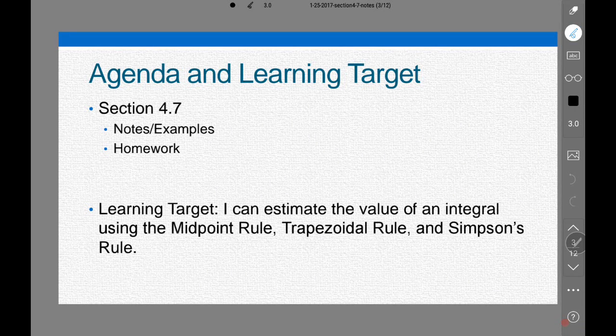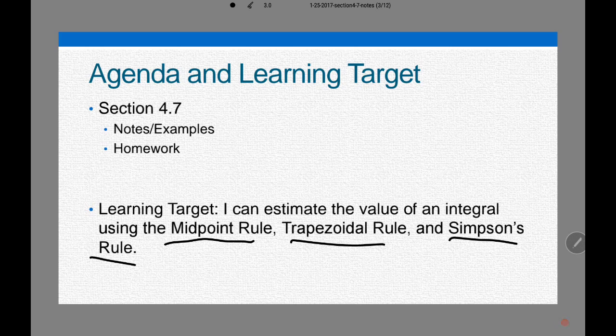Alright, so today we're back to learning about some numerical techniques to actually estimate the values of integrals. And sometimes we can't always find them, and sometimes we have to do things by hand because we don't have an antiderivative formula to evaluate our definite integrals. So we're going to look at the midpoint rule, the trapezoidal rule, and Simpson's rule today.